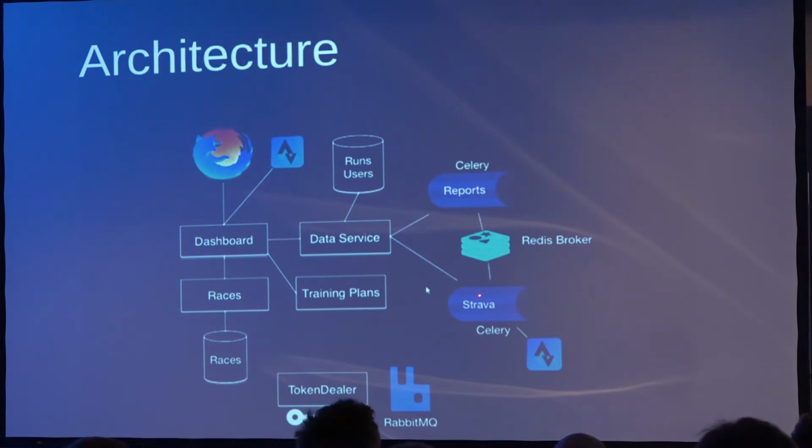And those 2 are workers. This one will read the runs you've done in the month and generate an email with a summary. And this one here will just interact with Strava to grab your runs and put them in this app database here. And the token dealer is for authentication, and RabbitMQ here is used everywhere to grab and send some events.